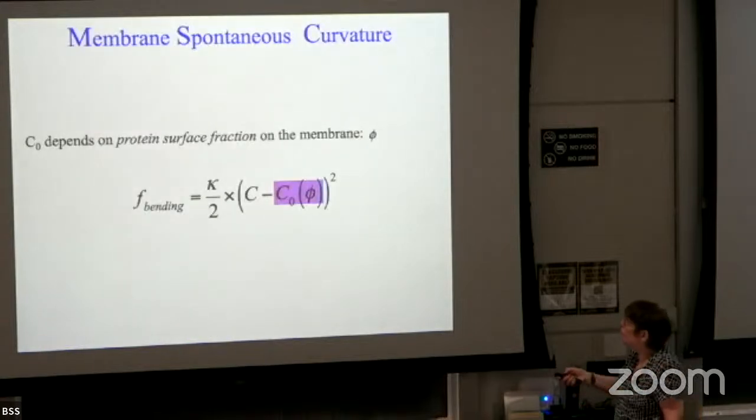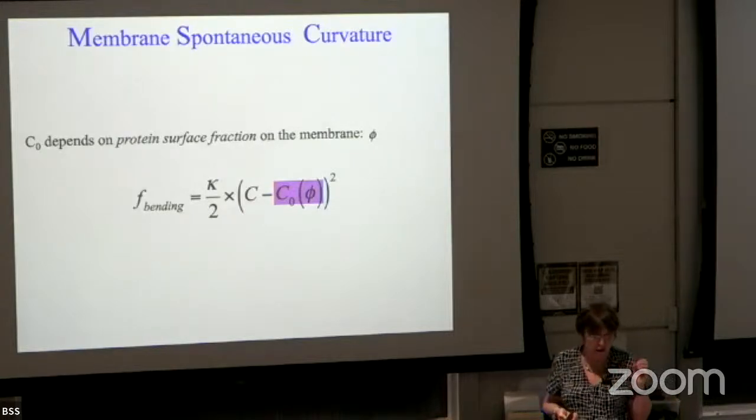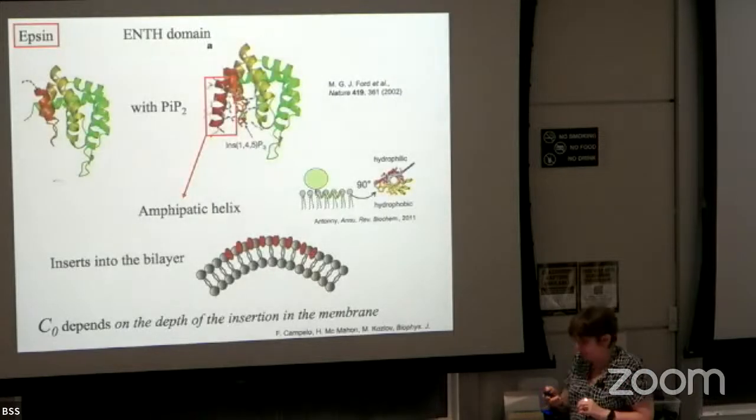So in principle, you can imagine that the more protein you have, the higher the spontaneous curvature, right? So you expect that this quantity, C0, will depend on the surface fraction of the proteins. And there is an interesting example, at least one which has been treated properly.